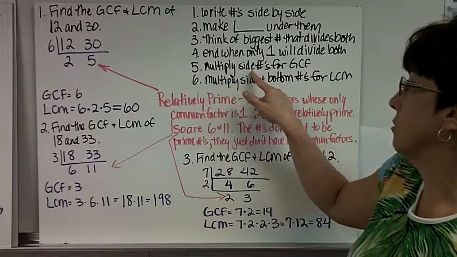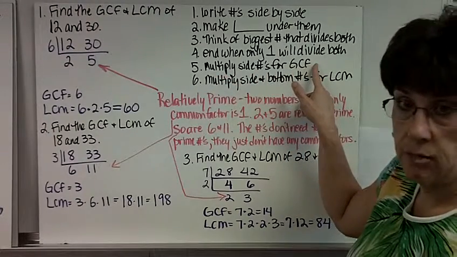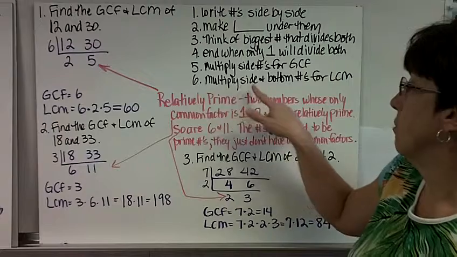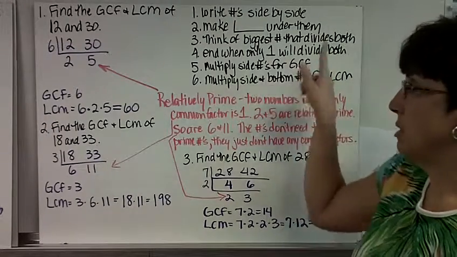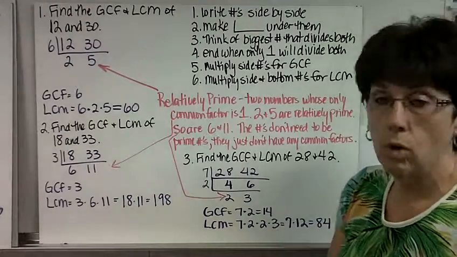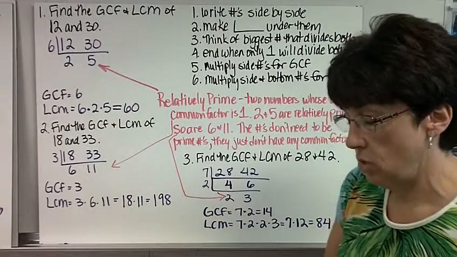Number 5, multiply the side numbers for the greatest common factor. Number 6, multiply the side and bottom numbers for the least common multiple. Now that may be a little bit confusing, but I think if you watch when we do them and you do them, you'll see it's not.